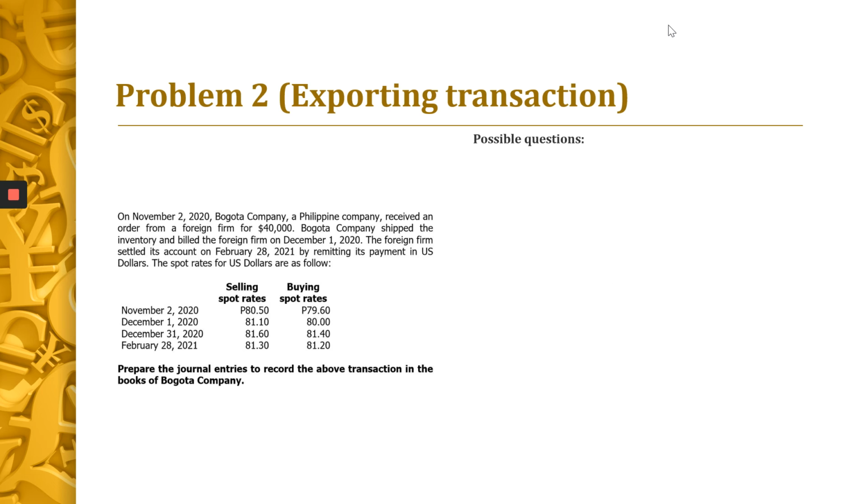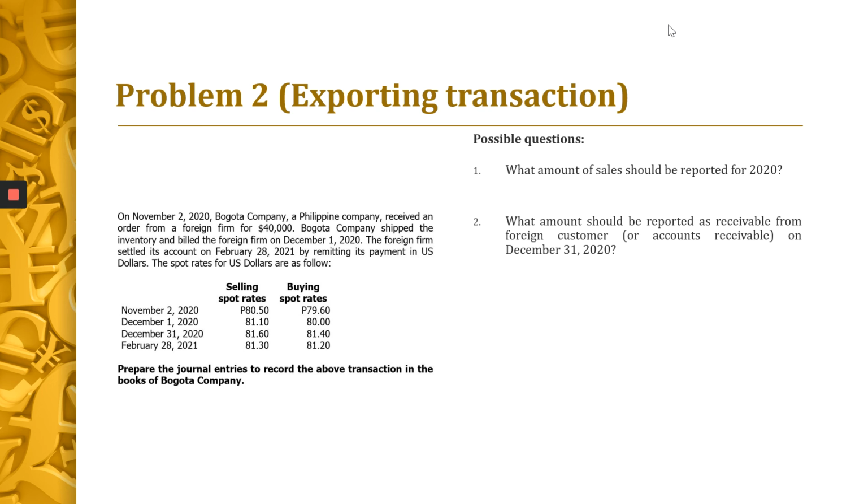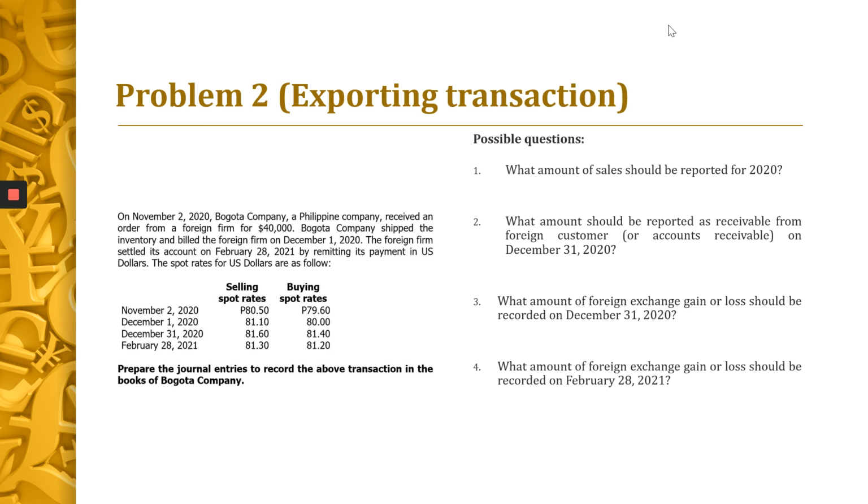All right. So what are the possible questions for exporting transactions? What amount of sales should be reported? What amount should be reported as receivable from foreign customer or simply accounts receivable December 31, 2020? What amount of forex gain or loss should be recorded on December 31, 2020? What amount of forex gain or loss should be recorded on February 28, 2021? Last one, how much peso amount did Bogota Company receive on February 28, 2021?